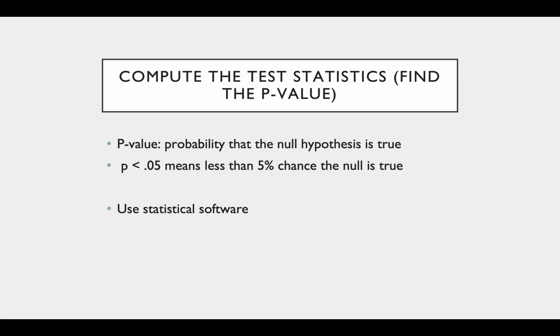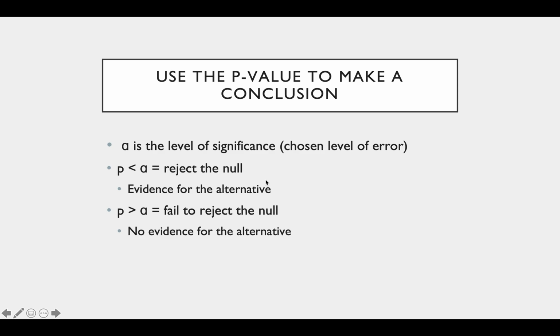So we will use the software to compute the test statistic to find the p-value. So the p-value is the probability that the null hypothesis is true. So if p is less than 0.05, this means there's less than a 5% chance that the null is true. So this is less than a 5% chance that there's no difference, that the two samples were not different from each other.